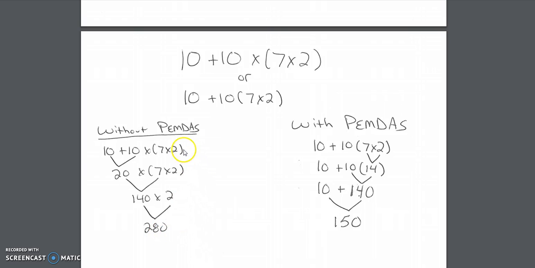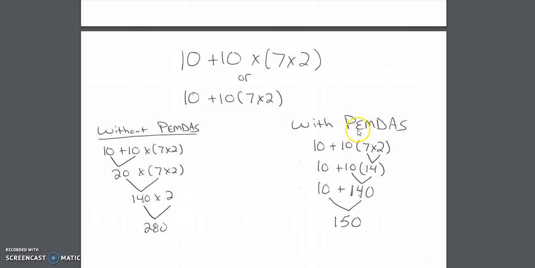Now, you may think this is super easy, but I didn't follow the rules in algebra, so even though I got 280, it's wrong because I did not do it in the correct order. If I use PEMDAS, that means I have to do anything inside the parentheses first. So I'm going to take 7 times 2 and get 14. So as I bring these down, this step is done.